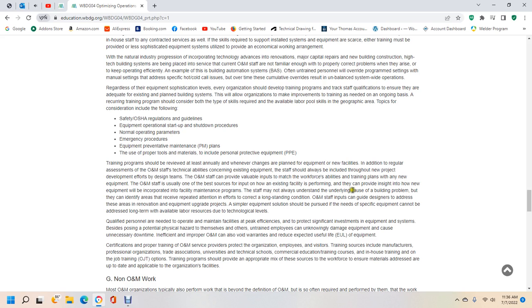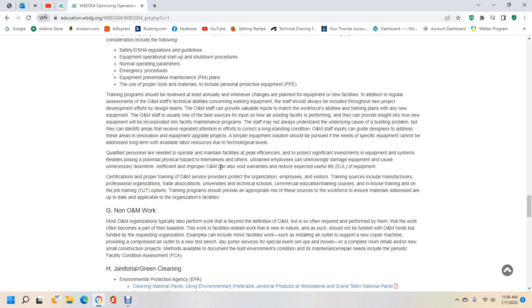Staff do not always understand the underlying cause of a building problem, but they can identify the areas that receive repeated attention and efforts to correct a long-standing condition. The operation and maintenance staff's input can guide designers to address the areas of renovation and equipment in upgrade projects. Simpler equipment and solutions should be pursued, as the need for specific equipment cannot be addressed long-term because of available library resources and technological levels.